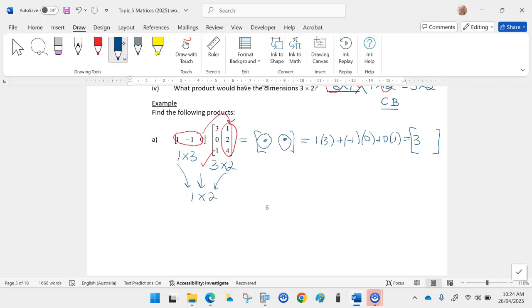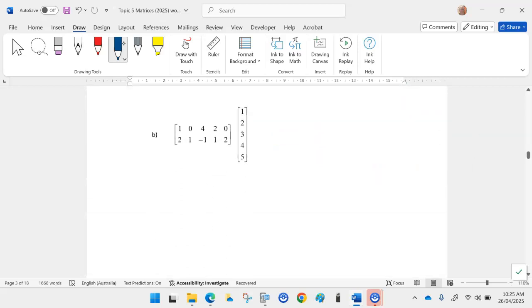So we're going to take 1 times 1, add that to -1 times 2, add that to 0 times 4. That gives a grand total of -1. So my first row, second column value would be -1. And that's how we get the matrix. Taking the rows from the first matrix and multiplying through the columns of the second matrix. Cool bananas? Let's go to the next one.